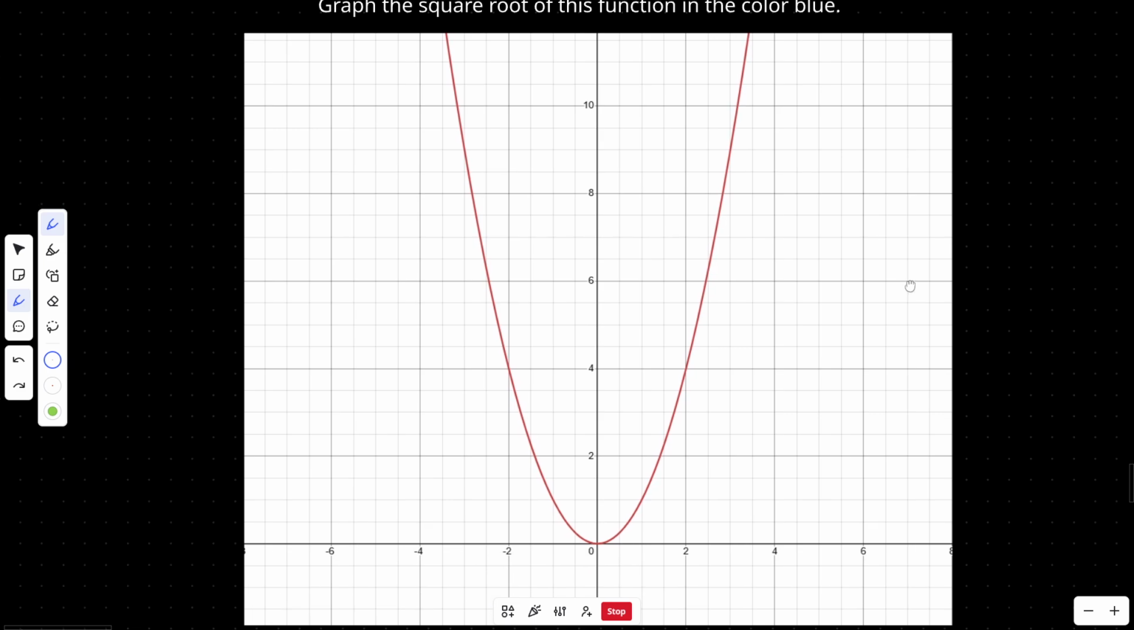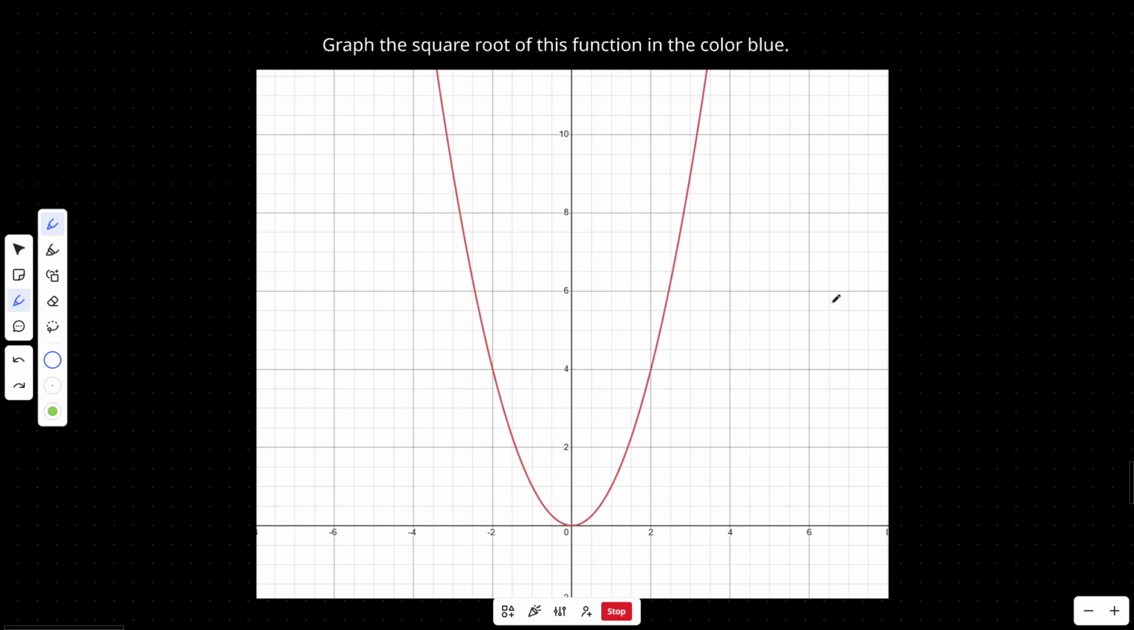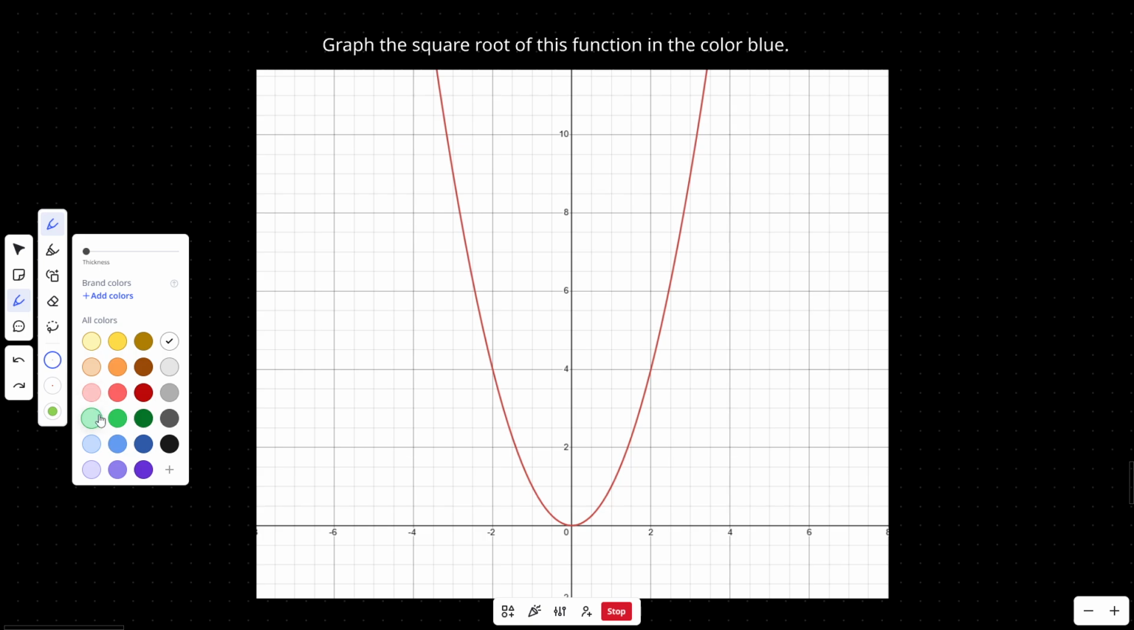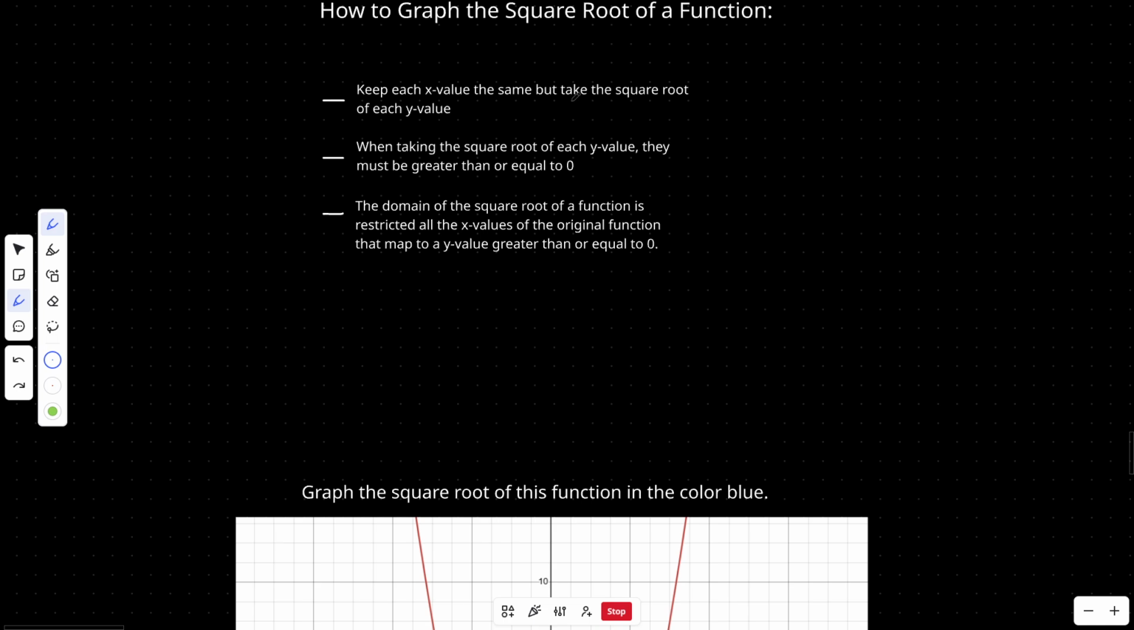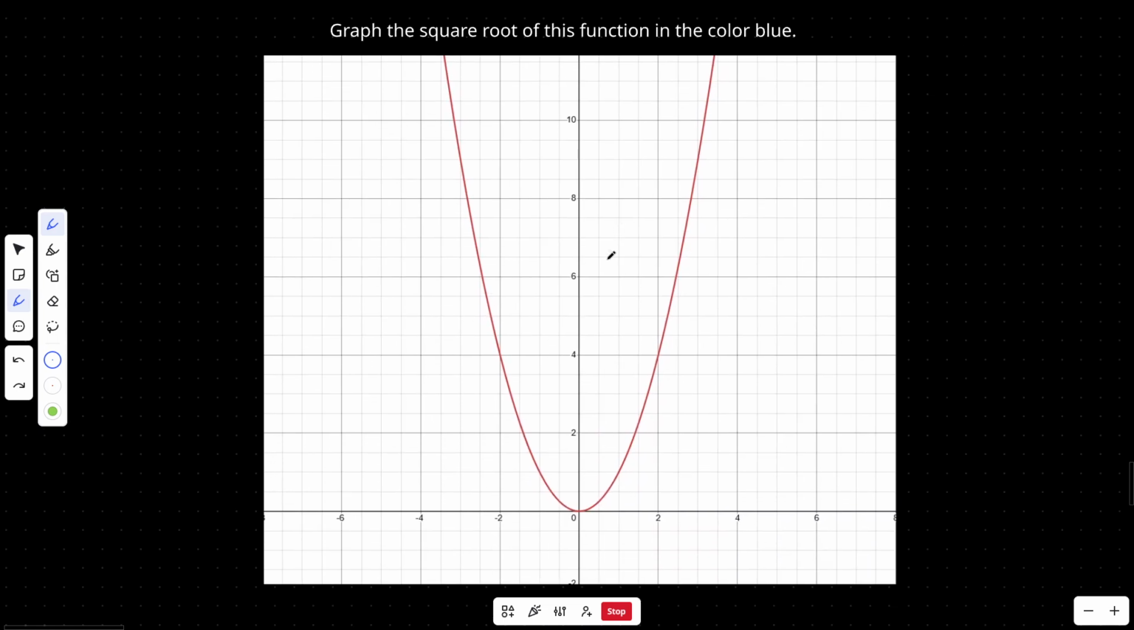So this question asks, graph the square root of this function in the color blue. Okay, let's start off. If you remember this point above here, it says keep each x value the same, but take the square root of each y value. So that's what we're going to do. Let's start off with the point with x value 0. The square root of 0 is just going to be 0, so we're going to keep that point there. And let's go to the point 2, 4. The square root of 4 is going to be 2, so we can keep the x value the same, but we're just going to take the square root of the y value, so it's going to be at 2, 2 instead.